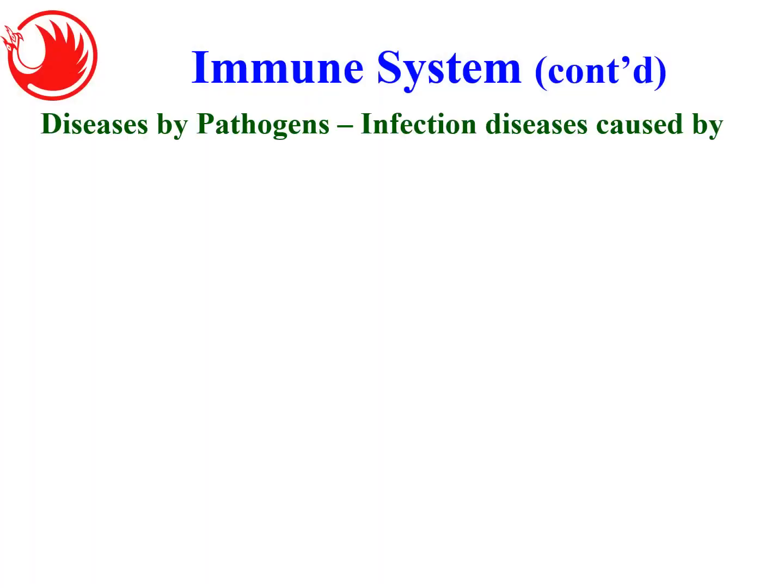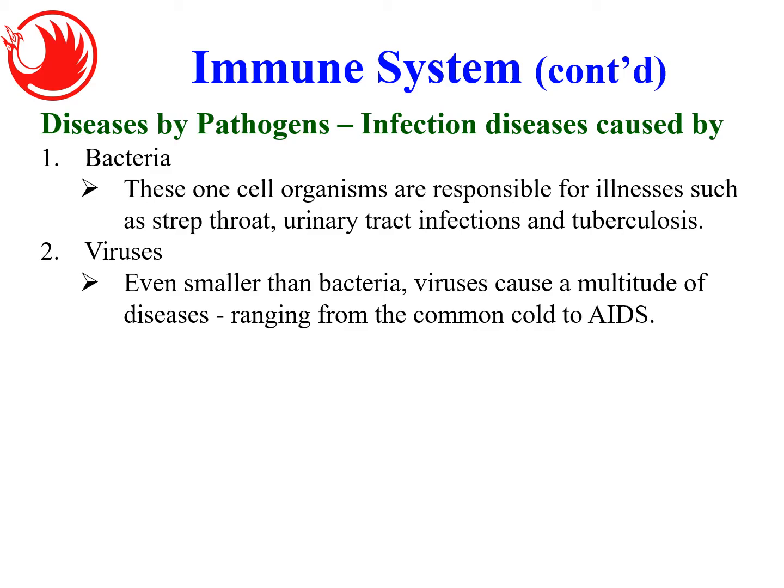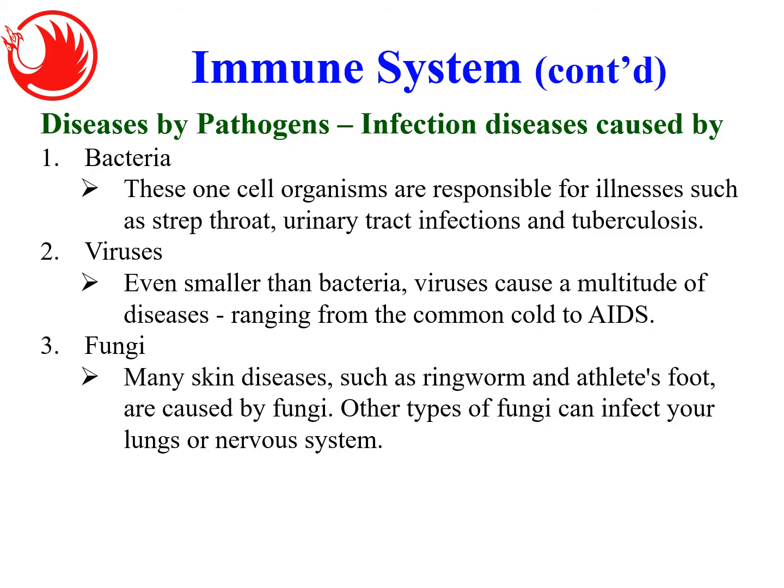Disease by pathogen, as I mentioned, bacteria. Bacteria is a one-cell organism, responsible for illnesses such as sore throat, urinary tract infection, and TB. These are examples of diseases caused by bacteria. Viruses are smaller than bacteria. Viruses are not a cell organism. They will attack a cell and actually take over the cell. Viruses cause a multitude of diseases ranging from the common cold to AIDS. Cold is very simple, AIDS is very serious.